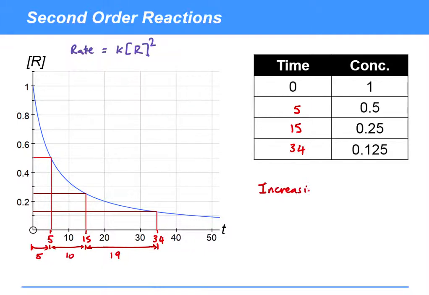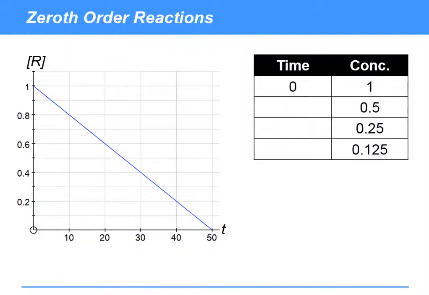And so what we've got here is an increasing half-life. Again, we've used 3 consecutive half-lives to show this. Increasing half-life over time. So we can use that essentially as a hallmark. So if we had a constant half-life, as in the case of first order reaction, then we would deduce first order. If we have an increasing half-life over time, we've got a second order reaction. Let's go to what a zeroth order reaction would be like.